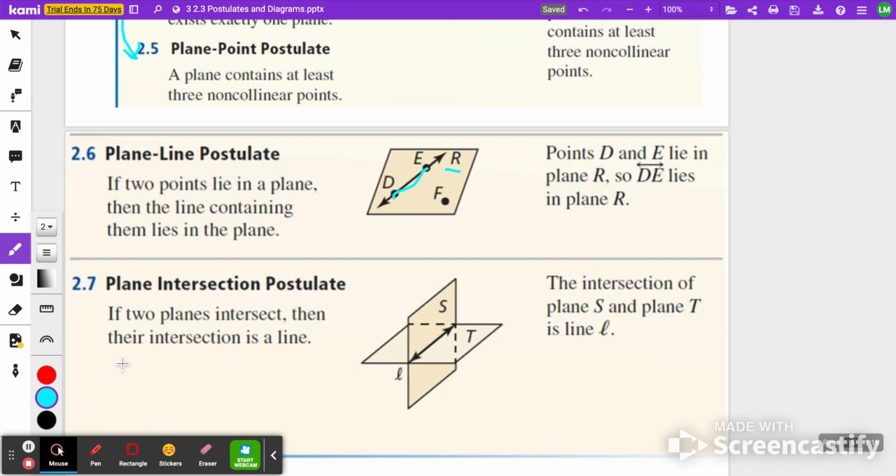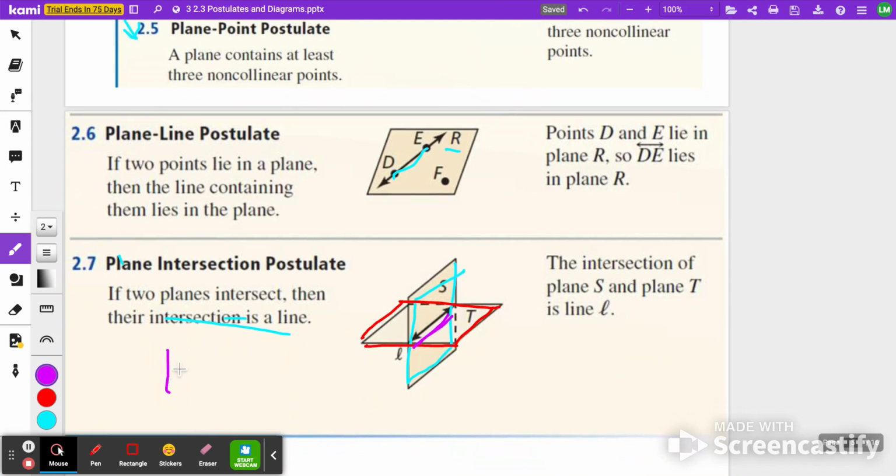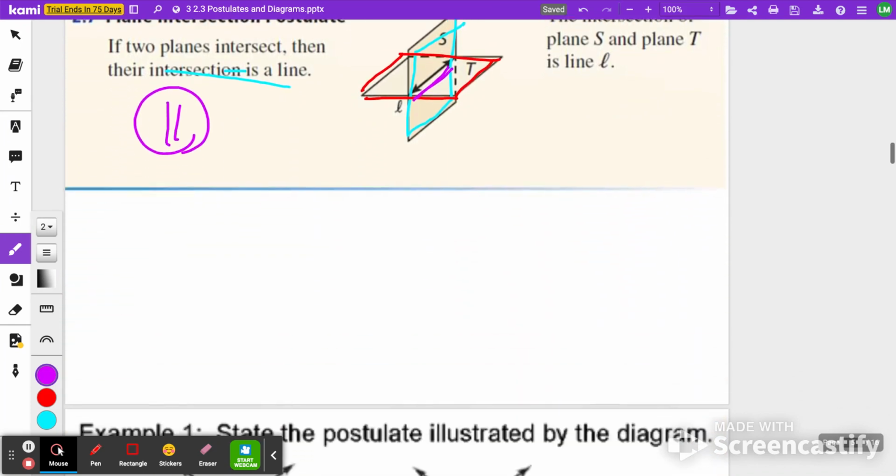And then the last but not least is 2.7, plane intersection postulate. If 2 planes intersect, then their intersection is a line. So you can think about, here is plane S, and then plane T, and they both can be intersected by line L, okay? If you haven't had a chance to fill out the first section of your notes, let's pause this video right here, and then when you're done, click play.